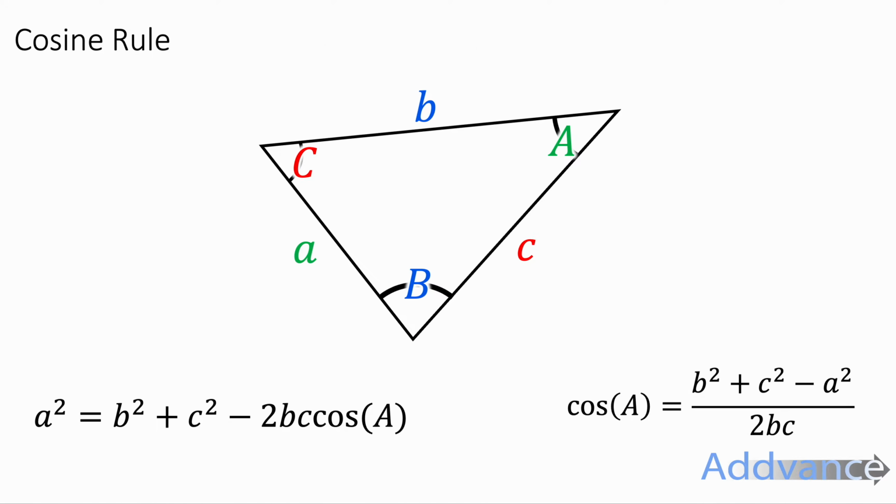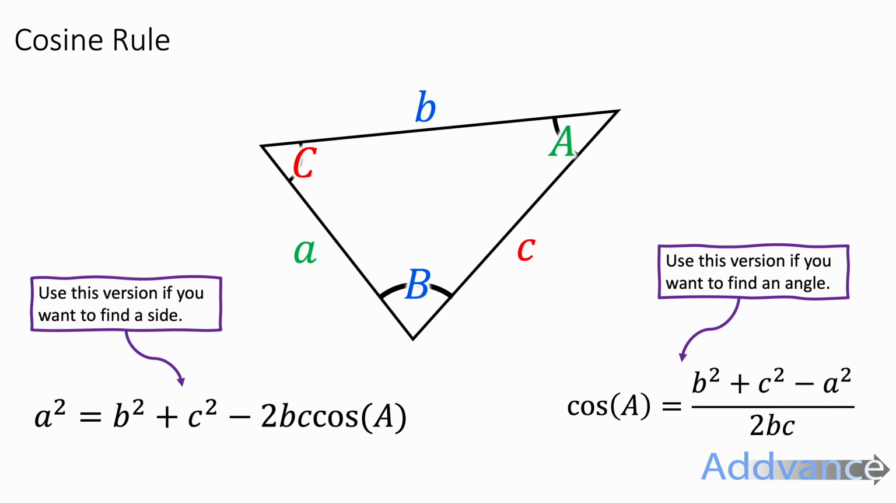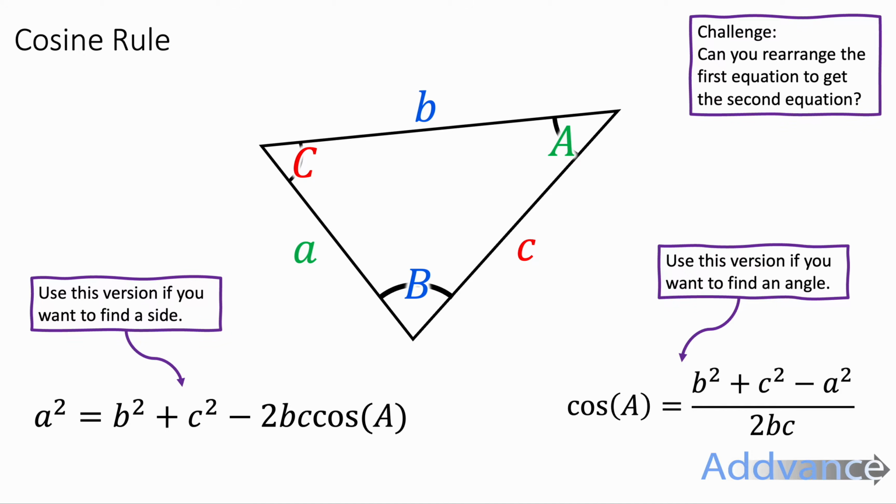And the cosine rule says that a squared equals b squared plus c squared minus 2bc cos A, or cos A equals b squared plus c squared minus a squared over 2bc. We use this version on the left to work out a side length, and we use the version on the right to work out an angle. I also set you the challenge of starting with the one on the left and seeing if you can rearrange to make the one on the right. The algebra is quite nice, so it's a nice challenge to practice your algebra skills.